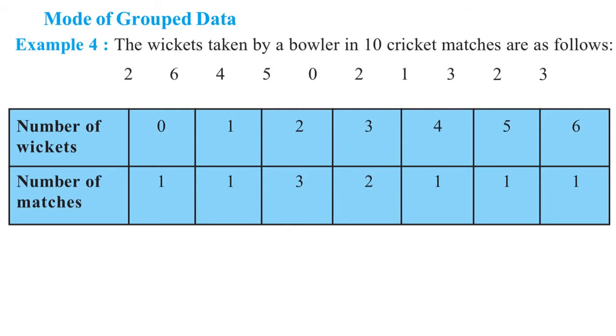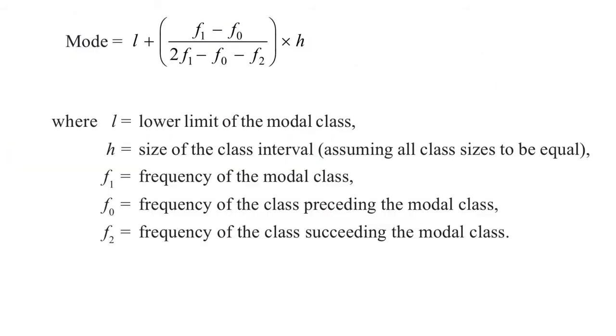The mode is a value inside the modal class and is given by a formula, and let us see what that formula is. The formula to find the mode of a grouped frequency distribution is given by L plus (f1 minus f0) over (2f1 minus f0 minus f2) times h. And what are these variables?